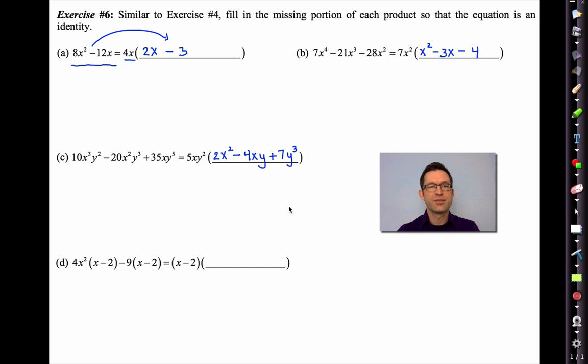All right, let's try this last one. Whoa, what? Well, nothing says that we can't factor a more complex expression out, x minus 2. Think about that. That x minus 2 is multiplying a 4x squared, and this x minus 2 is multiplying a negative 9. So that's it. All right, pause the video now and write down anything you need to, and then we're going to clear it out and finish up.